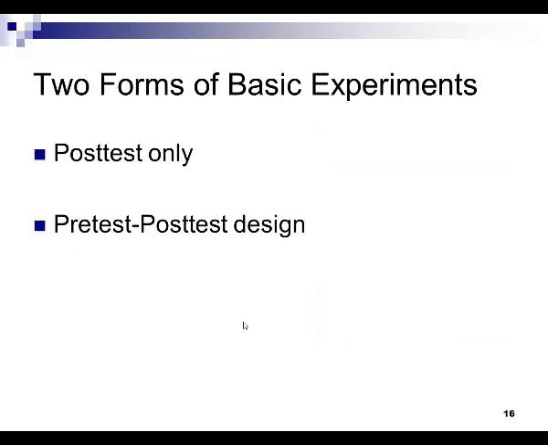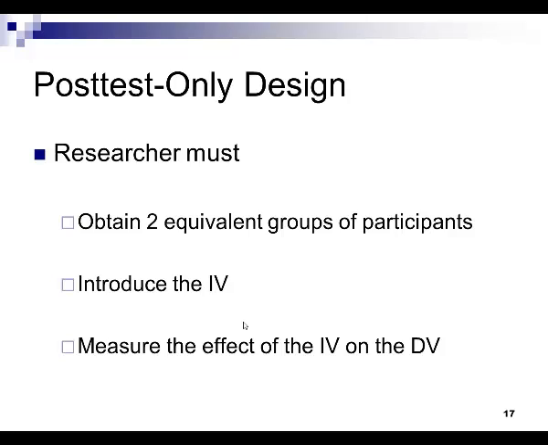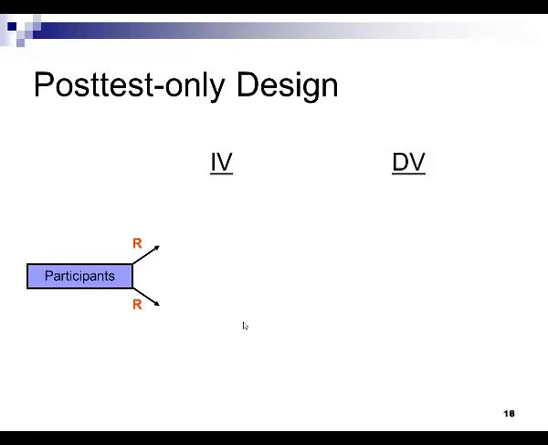There are two forms of basic experiments. One is the post-test only, and the other is a pre-test post-test design. It sounds complicated, but it really is not too bad. In the post-test only design, the researcher first obtains two equivalent groups of participants through random assignment. They introduce the independent variable, and then they measure the effect of the independent variable on the dependent variable. So let's take a look at that.